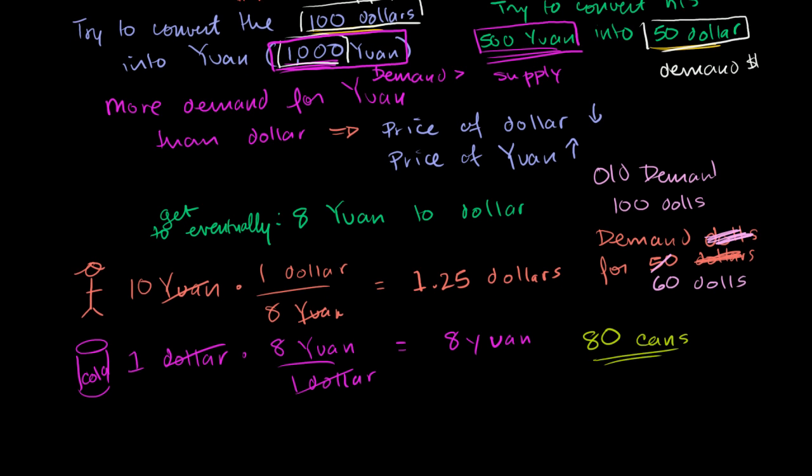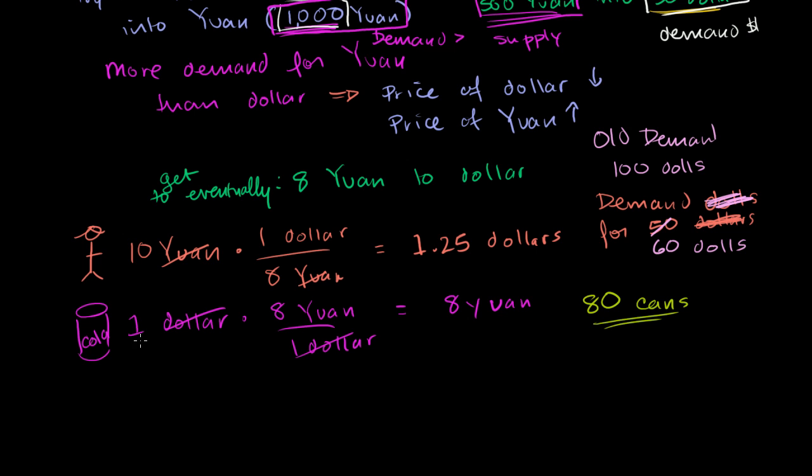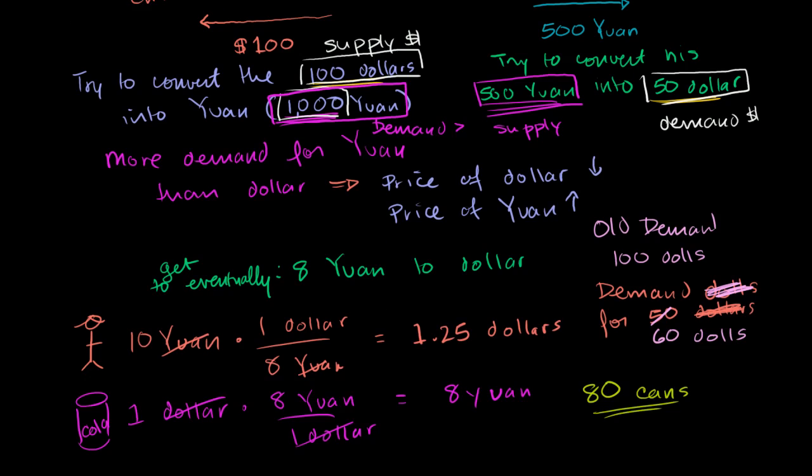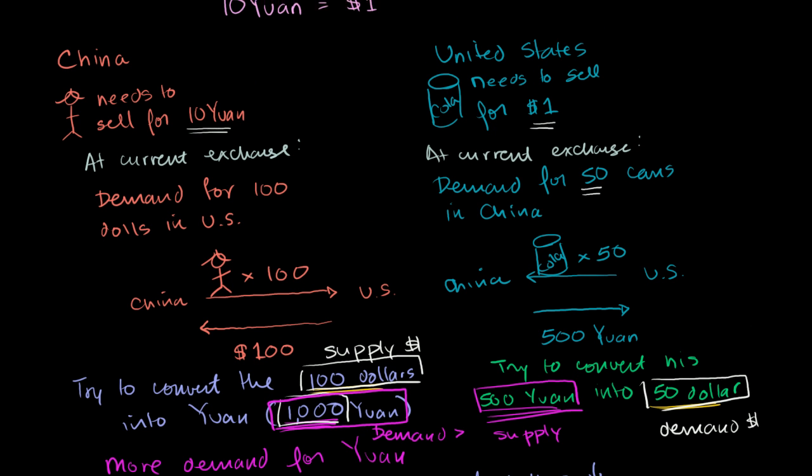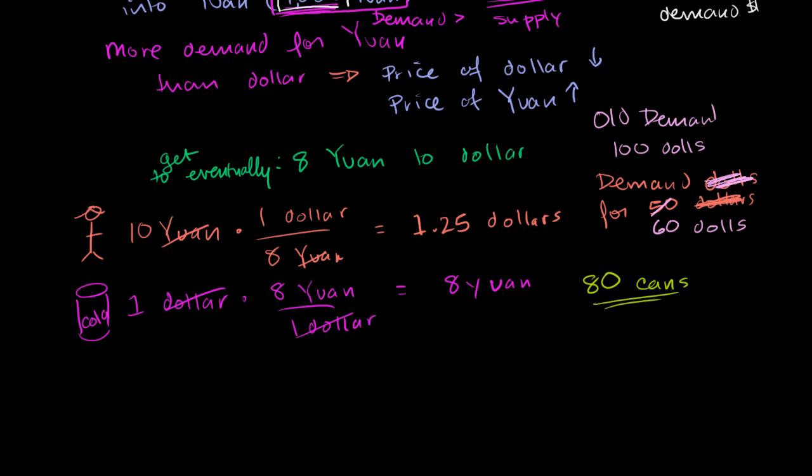Now, on the other side of the equation, the $1 can of soda at 8 won per dollar will now sell in China for 8 won. And remember what the old price was. The old price in China, when the currency rate was 10 to 1, was 10 won. So the price of the cola went from 10 won down to 8 won. So the demand, now that the cola is cheaper in China, went up.